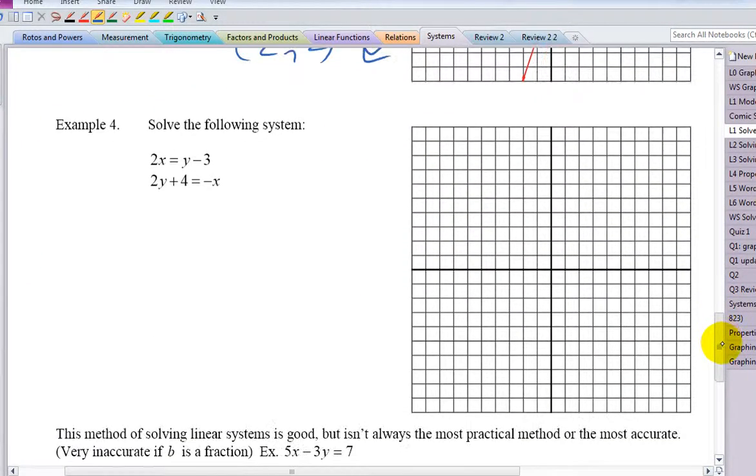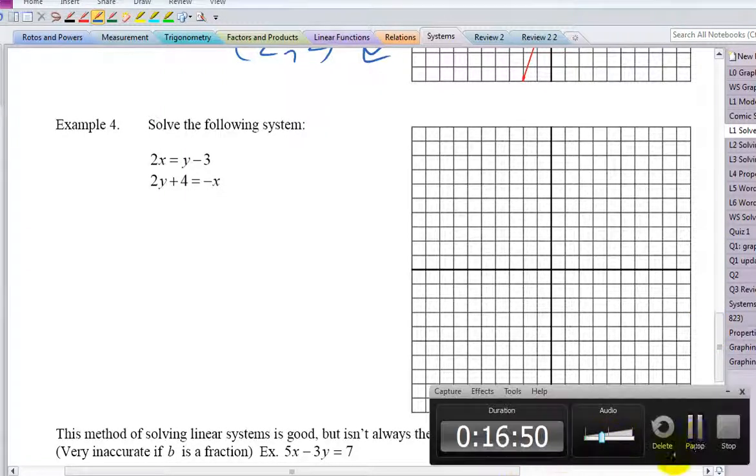Okay, next one. You guys can use any method you want. Graph the lines. Go any method you want. So some of you will probably go y equals mx plus b for both of them. And you're welcome to do that.